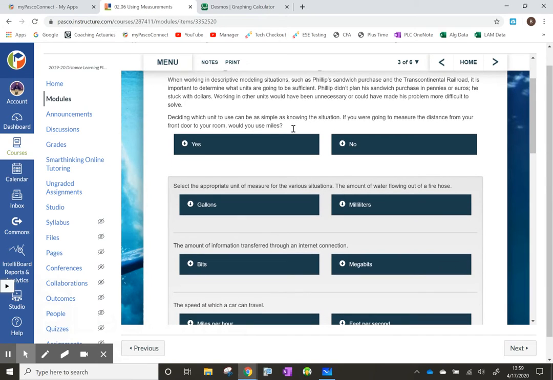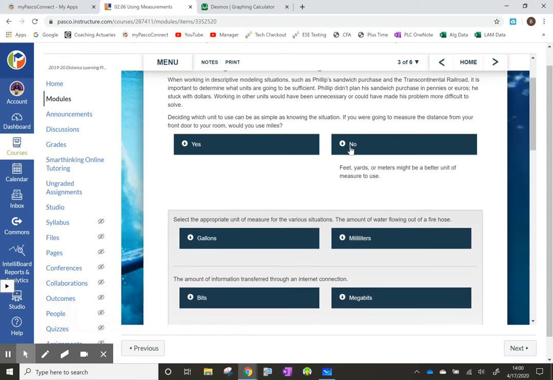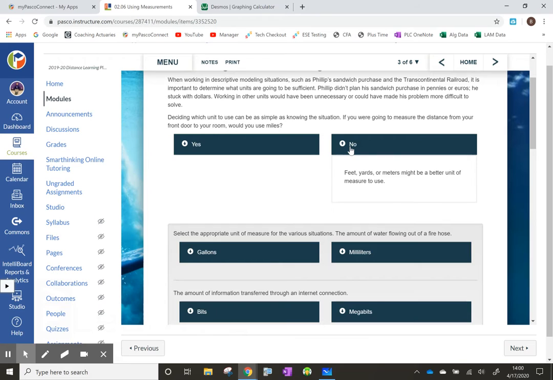Of course, we've already discussed other situations. We talked about this a little bit in a previous section, but what's the appropriate unit for specific situations? If we're going to measure distance from your front door to your room, would you use miles? I would not use miles. If I used miles, either your house is huge or you like really small decimals. Of course, we wouldn't use miles. We'd use feet, yards, meters, something closer to more local distance, right?